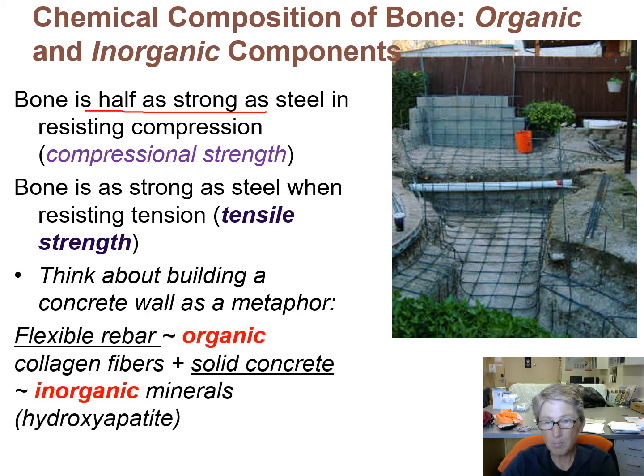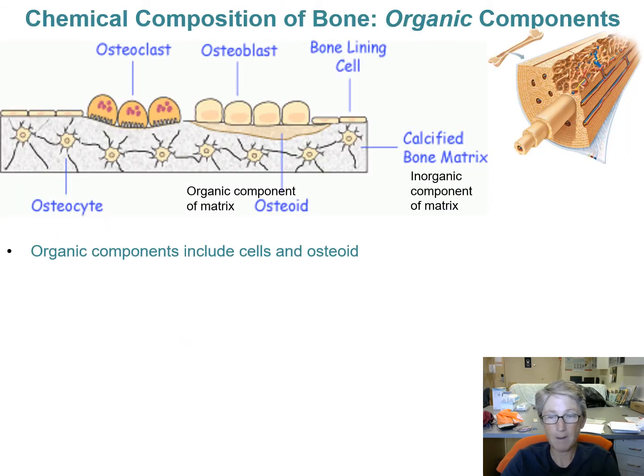So these pieces here, these are flexible rebar structures, and that would be like the organic matrix of bone. These would be like the collagen fibers. And then the inorganic minerals would be like these solid concrete blocks between the rebar. So the organic matrix is made of the collagen fibers, and the inorganic component of the minerals, like the solid concrete.